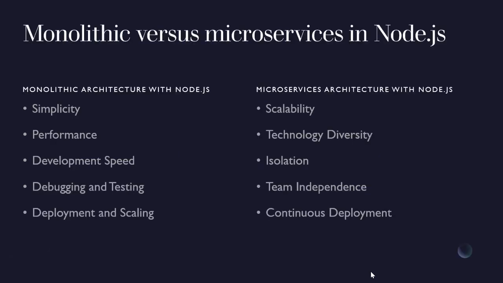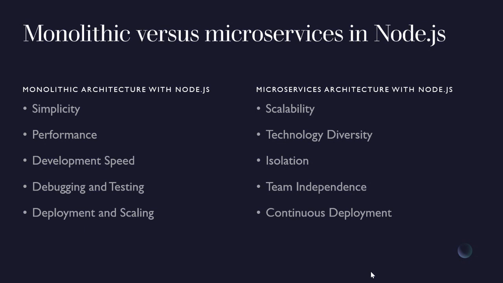So now we will see monolithic versus microservices in Node.js. So what is monolithic and microservices? Both are opposites. When comparing monolithic and microservice architecture in the context of Node.js, it's very important to consider the strengths and weaknesses of each approach and how they align with your specific project requirements and constraints. Let's see the comparison between these two approaches.